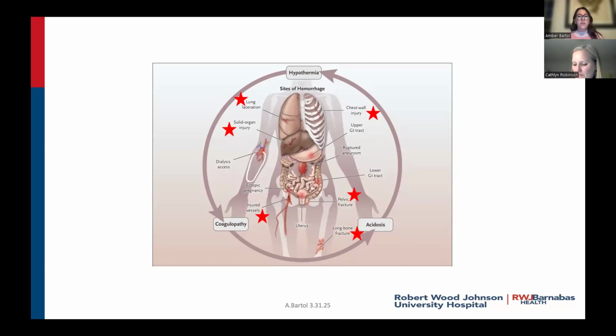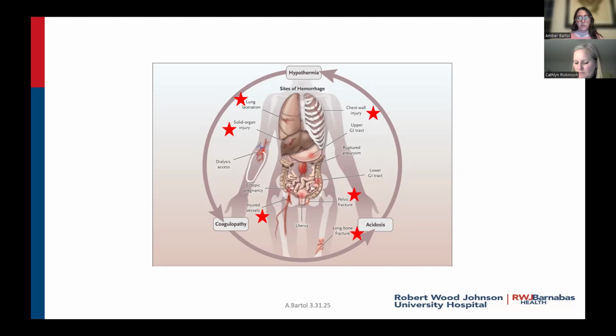And then we can also have injured vessels. So our vessels can get sheared from just plain force from either a penetrating injury or a blunt injury, but they can also get sheared from bones. So a common place to have sheared vessels is in the pelvis from a fractured pelvis.